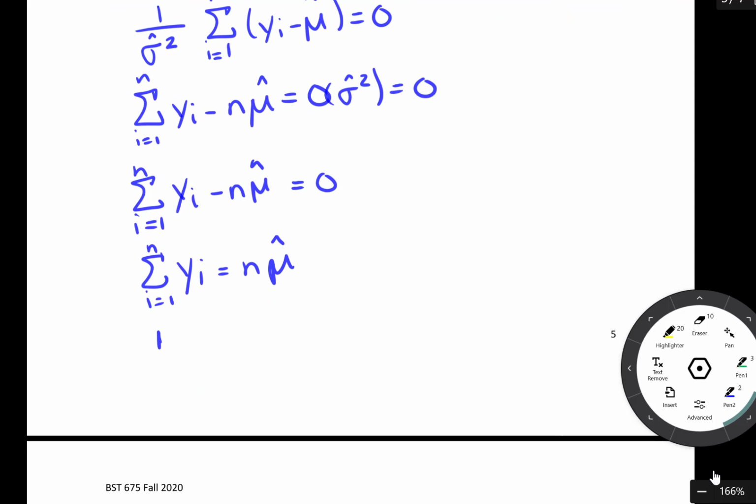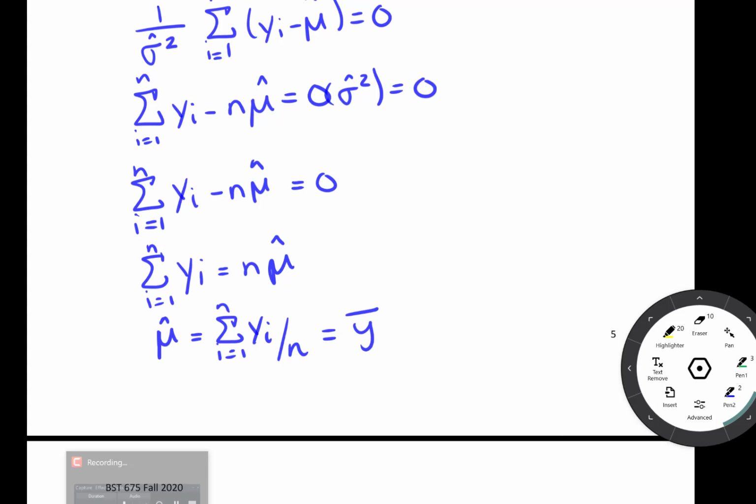So notice that the MLE for mu, or mu hat, is equal to the sum i equals 1 to n y_i divided by n, which is y bar. So this should be no big surprise. We use the sample mean to estimate the population mean all the time. We've seen that it's got other nice properties. So it ends up that the sample mean is also the maximum likelihood estimate of the population mean.